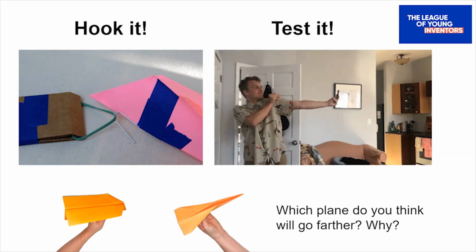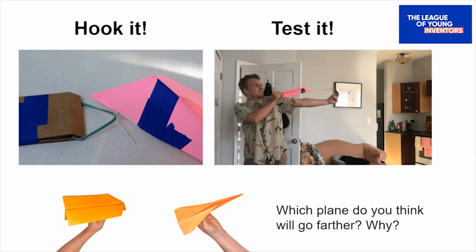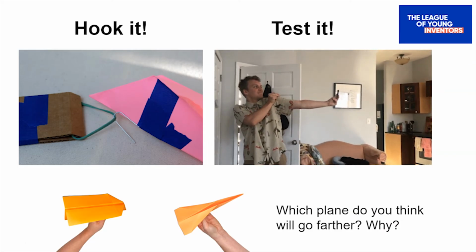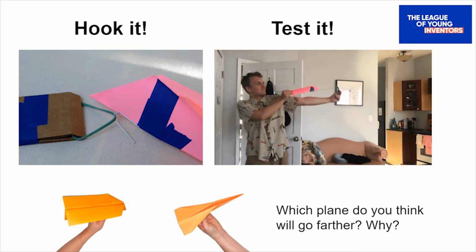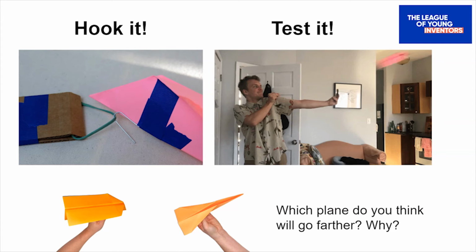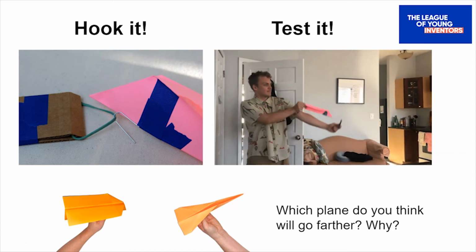Now it's time to test it. Take your first airplane and hook it to the paper clip over the rubber band. Okay, then you get the deal. So hold up your launcher, pull back your airplane, and let go. Try to make sure that you launch your airplane as straight as possible. Then do the same thing with your second airplane.